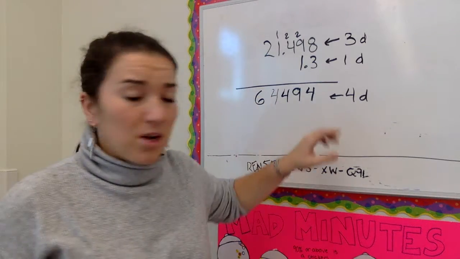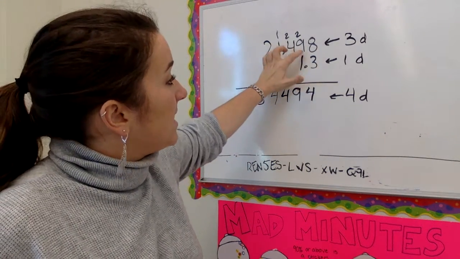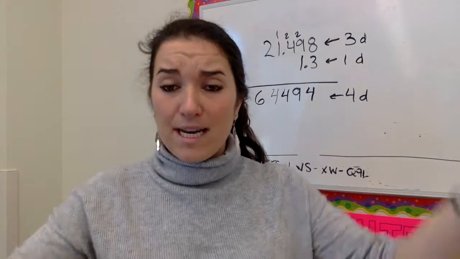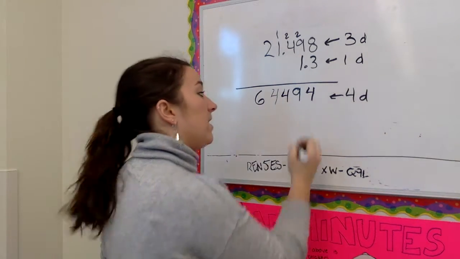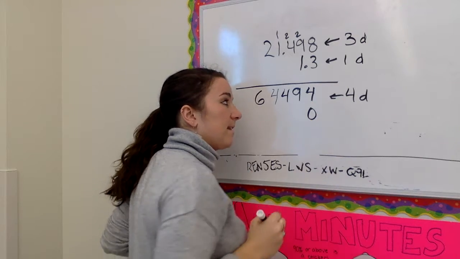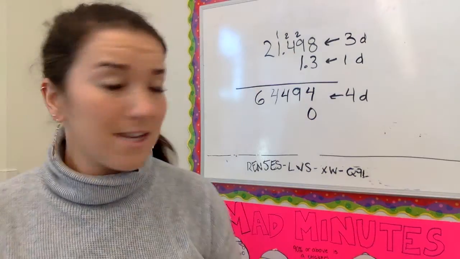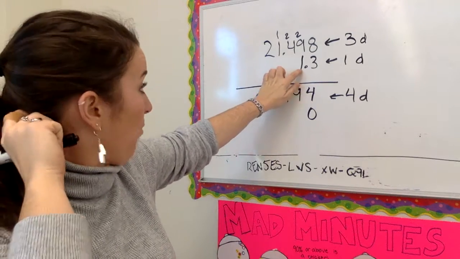Okay, so now I've multiplied my 3 times every single number in my first number up top. So now I'm going to go down to the next line, put a 0 in the ones place, and then multiply using my second digit in this number. So then I'm going to multiply using my 1.